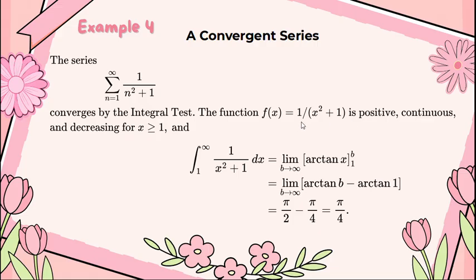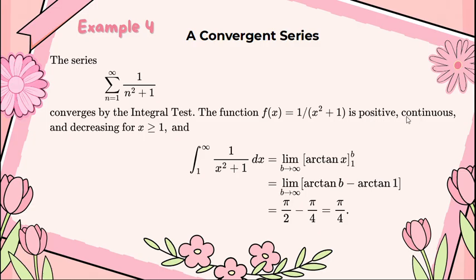check if this function meets the three requirements: if it is positive, continuous, and decreasing, for x greater than or equal to 1. Our function is positive because if we plug in values for the denominator, 1 squared plus 1 is 2, 2 squared plus 1 is 5, and for 3, 3 squared plus 1 is 10. So our denominator always results in positive values, and that meets the first requirement.